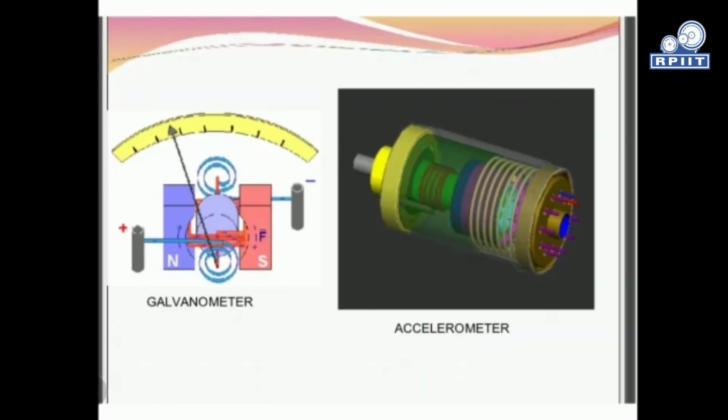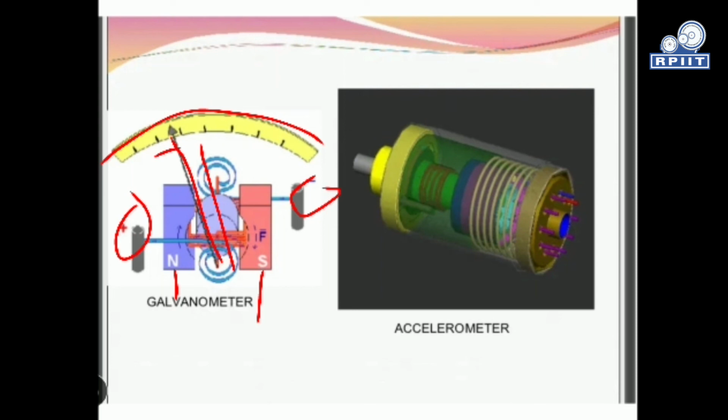A galvanometer behaves like this. Here are two magnets, north and south, that detect. North is connected to the positive terminal and south to the negative terminal. The needle of this pointer is connected to the meter or scale, which gives the reading directly. When we give the supply, due to electromagnetic induction it gives the deflection of the pointer. Then another example is the accelerometer. It will look like that.